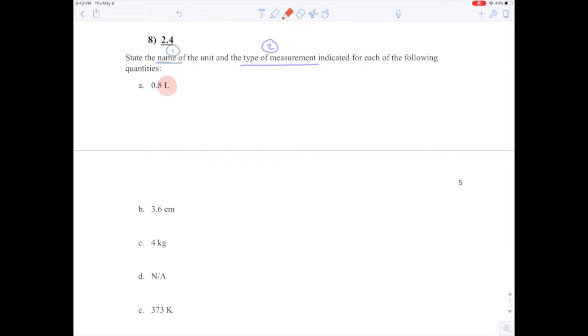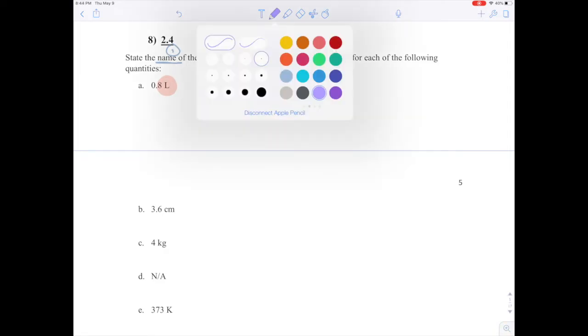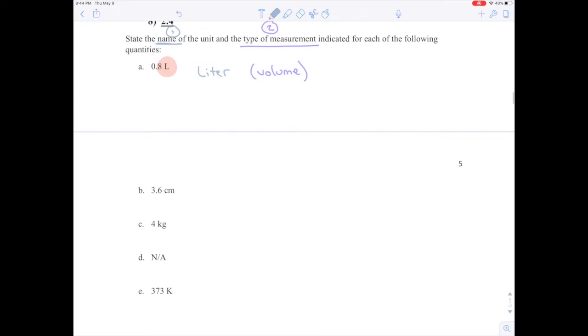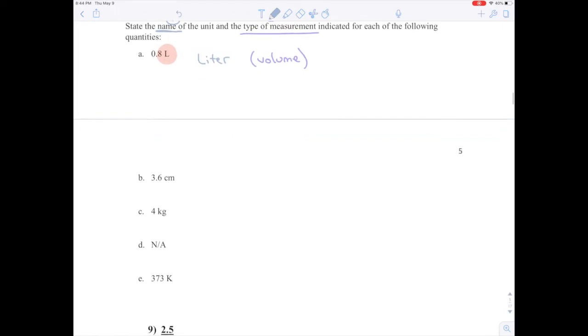So first one, they've got that capital L, that is a liter. And a liter is measuring volume, how much space something takes up. 1/8 of a liter is a little less than the human stomach would hold.